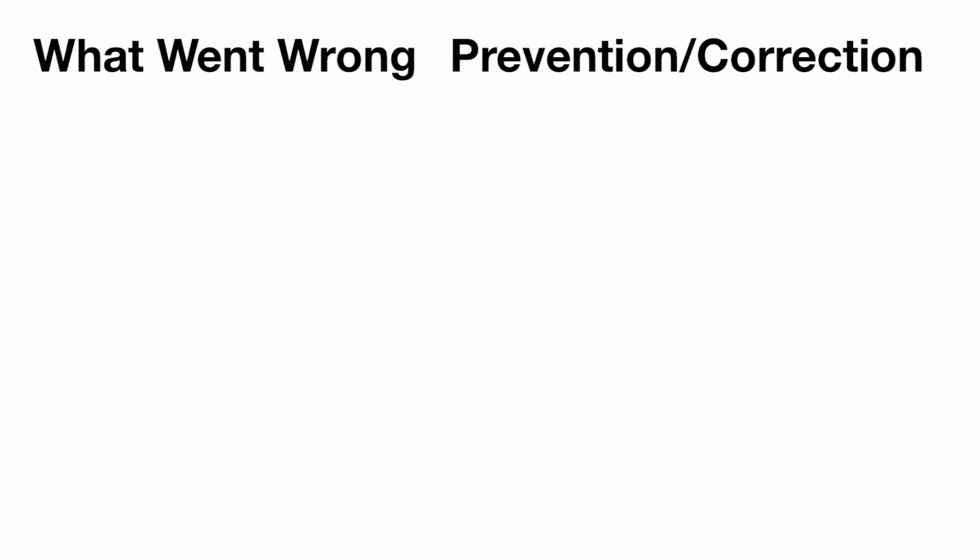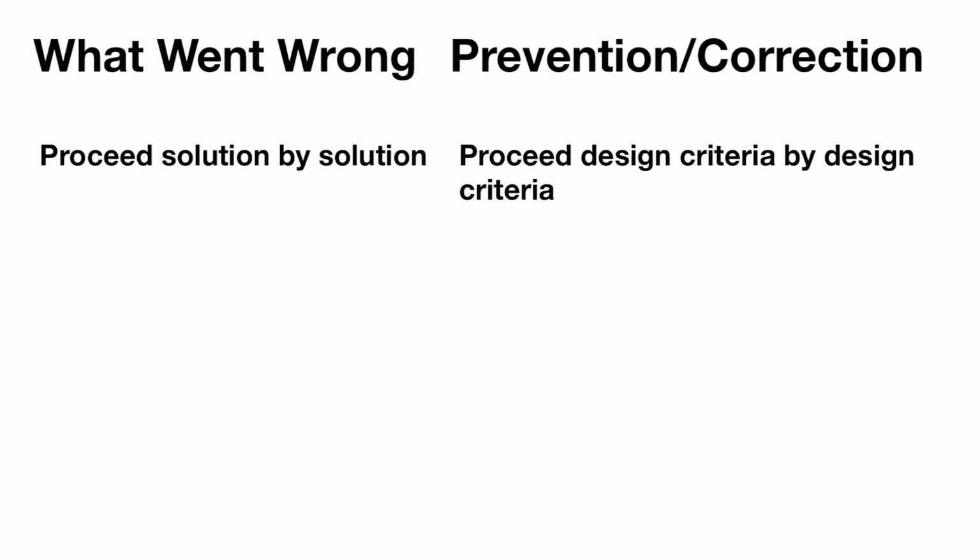One mistake teams make is that they proceed solution by solution when moving through their screening Pew matrix. The proper way to do this is to move through design criteria by design criteria. This allows for less bias when completing the screening Pew matrix.